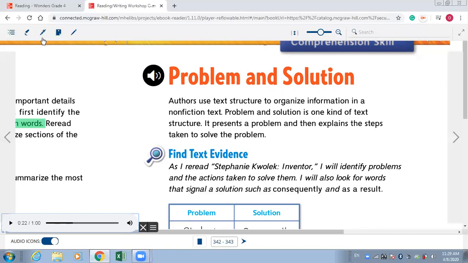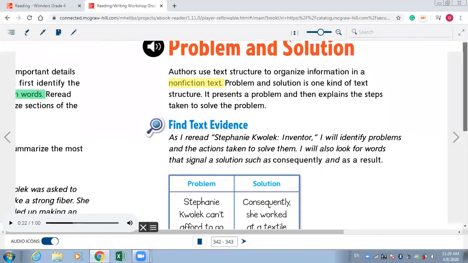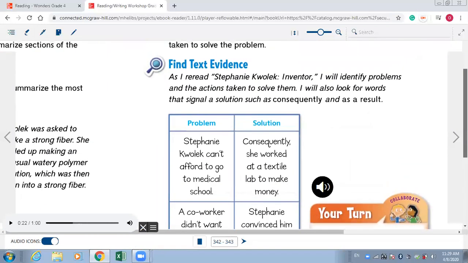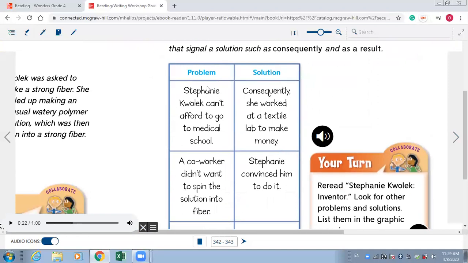One important thing that I have to mention here is that while discussing problem and solution, this kind of structure is used in nonfiction text. So the texts that are using problem and solution are nonfiction, which means they are real. They are not fictional, imagined, made up stories. If we look at this story, as an example, we can have this problem and solution structure.